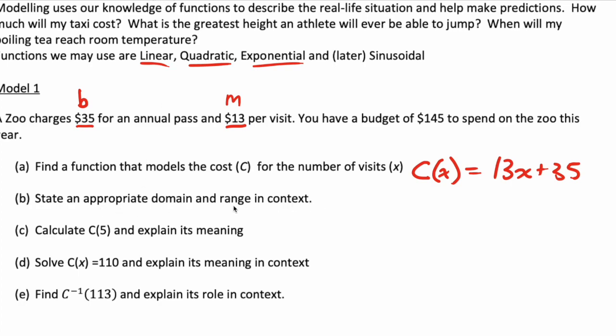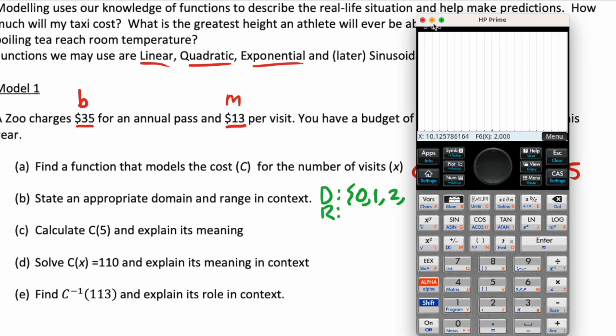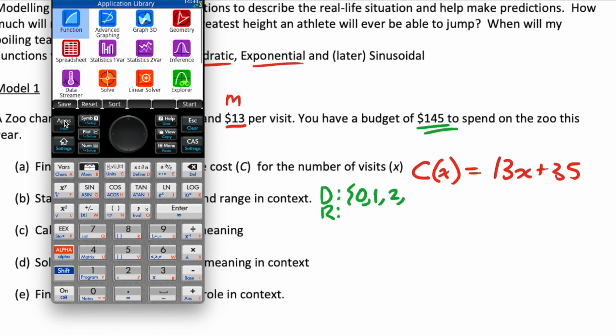Select an appropriate domain and range in this context. Well, in this case, the domain is the number of visits. So this can only be whole numbers. So the domain is, you could have 0 visits, 1 visit, 2 visits. There's a limit though, because we only have $145 to spend. So let's actually graph this and take a better look at what's happening.